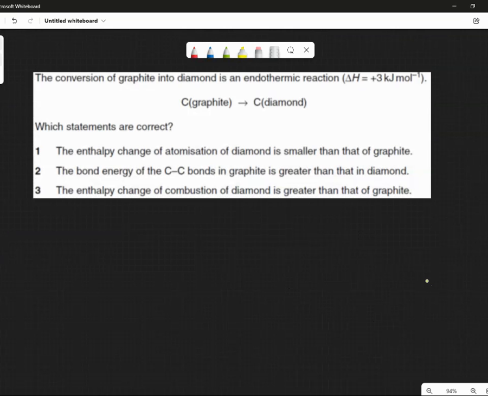The enthalpy change of atomization of diamond is smaller than graphite. That is true, because diamond is higher than graphite by 3. This is graphite and this is diamond. So if you're going to atomize them, the atomization energy of diamond is going to be smaller. I hope you get that from the diagram we drew earlier. The bond energy of the C-C bonds in graphite is greater than diamond. That must be true, because to create atoms of carbon, it costs me more. If it costs me more, the bonds between the atoms must be stronger.